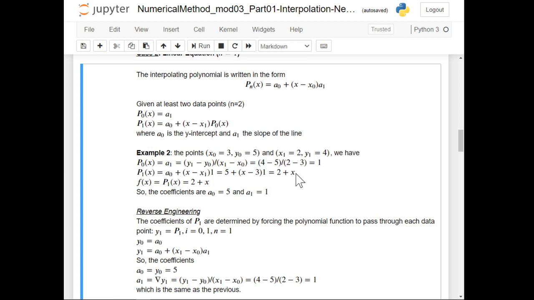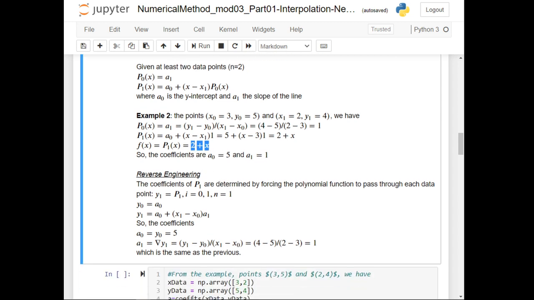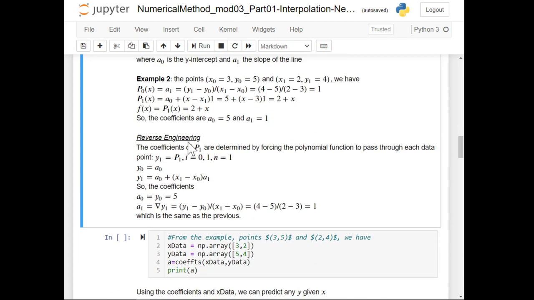Okay, so it's expressed with this one. First p of 0 is equal to 1, and then p1 is equal to 2 plus x, because first we deal with one data point and then the second data point. So the function is linear, 2 plus x. So the coefficient is 5 and is equal to 1. But in numerical methods, we don't do something like this. So we follow the recursive system, but in a reverse manner. So this is how we do it.